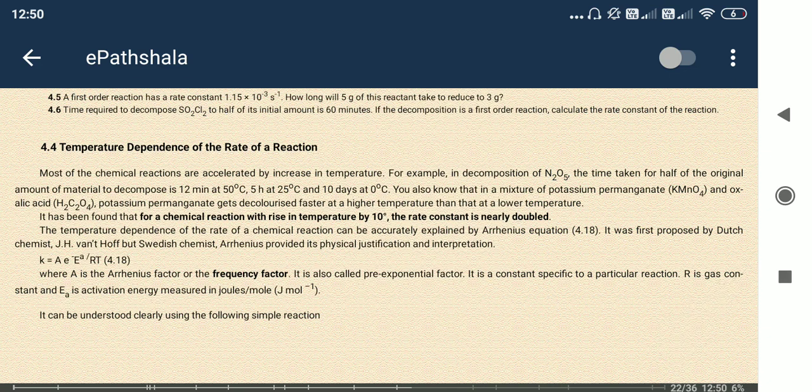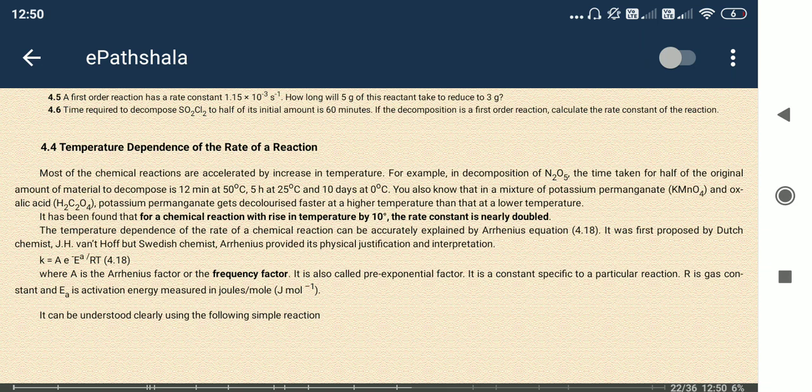So, temperature dependence of the rate of reactions. Usually, as we increase the temperature, the reaction rate gets doubled. By how much temperature? It is actually 10 degrees Celsius. As we increase the temperature of the reaction by 10 degrees Celsius, the reaction rate gets doubled, in usual cases. Ultimately, according to Arrhenius, the formula is k is equals to A into e to the power minus Ea by RT.